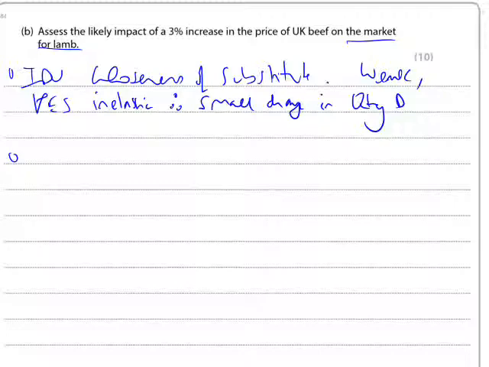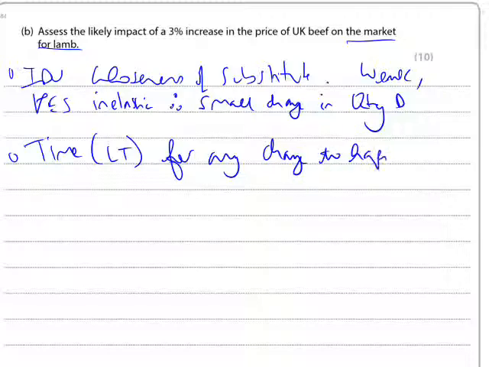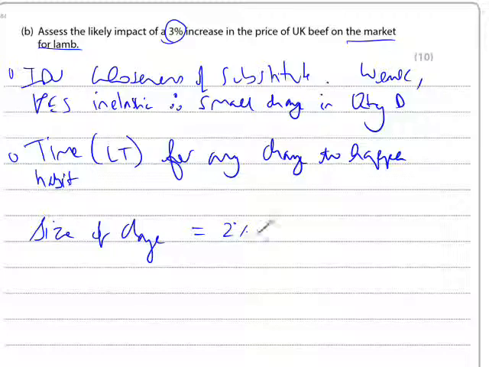Another one could be that it takes time, so the long term, for any change to happen due to habitual consumption, something like that. You might also make an evaluation point about the size of the change. It may lead to something similar or less than, maybe a 2% or 1% change in quantity demanded if there were weak substitutes.